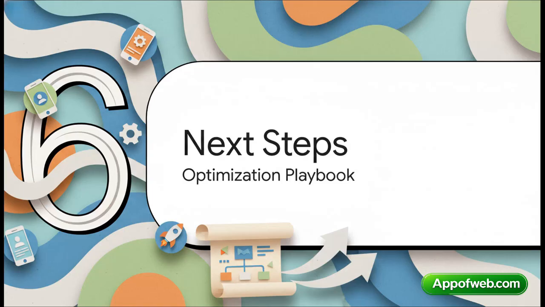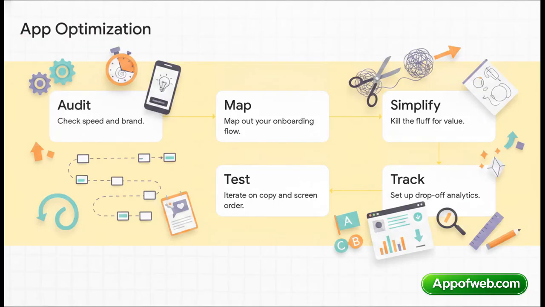Finally, Section 6, Next Steps and Takeaways. Here is your practical optimization playbook. All right, time to shift from theory to practical action. If you're building an app, here is an expert checklist you can use right away. Number 1, audit your current splash screen. Does it load fast? Does it support dark mode?